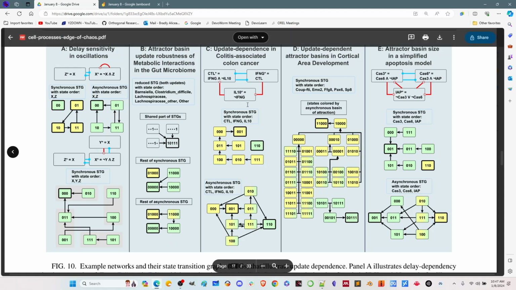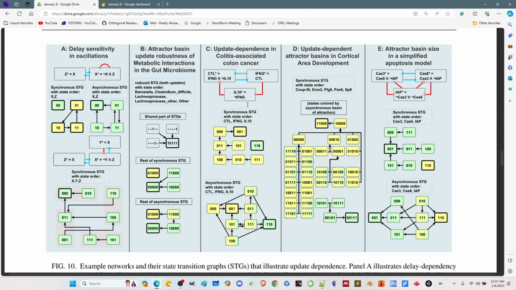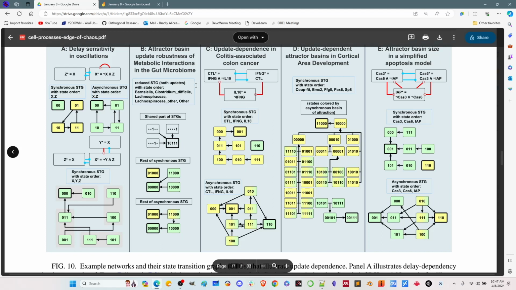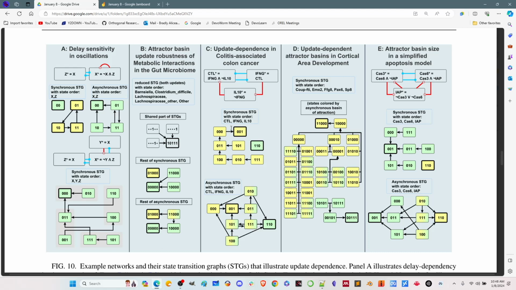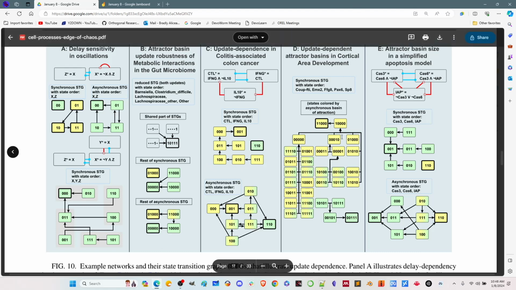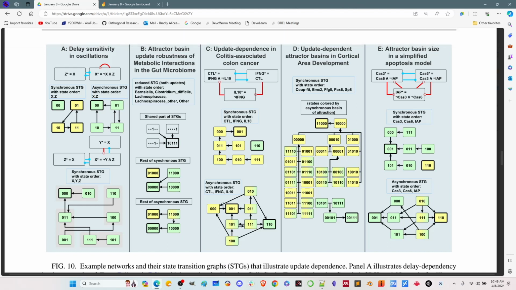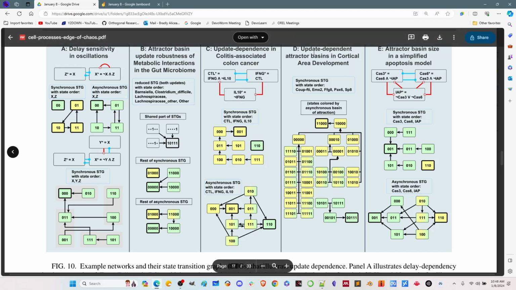And then for the third example, update dependence in colitis-associated colon cancer, we have this state transition network here according to these rules. These are the different components, and then the different transitions between them. And then we have our synchronous state transition graph with the state order, so we use that order to build that graph, and then an asynchronous state transition graph with the same order, but then we also take asynchrony into account. Then we have update-dependent attractor basins and cortical area development.